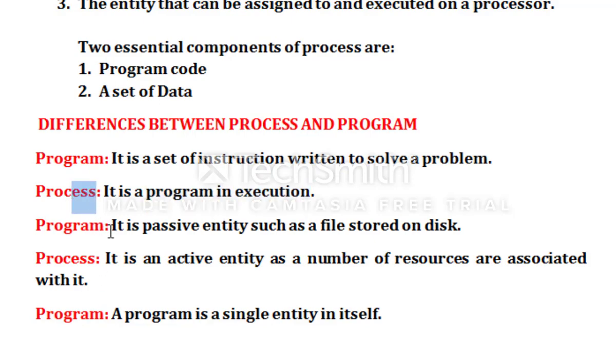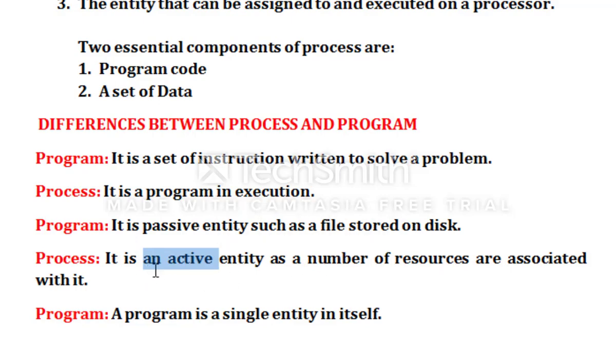Second difference: a program is a passive entity, such as a file stored on a disk. We created so many files and stored them on the disk; that becomes the program. It is stored on a hard disk and it is not active at the time. That is why I'm saying it is a passive entity, not currently activated, because it is stored on a hard disk.